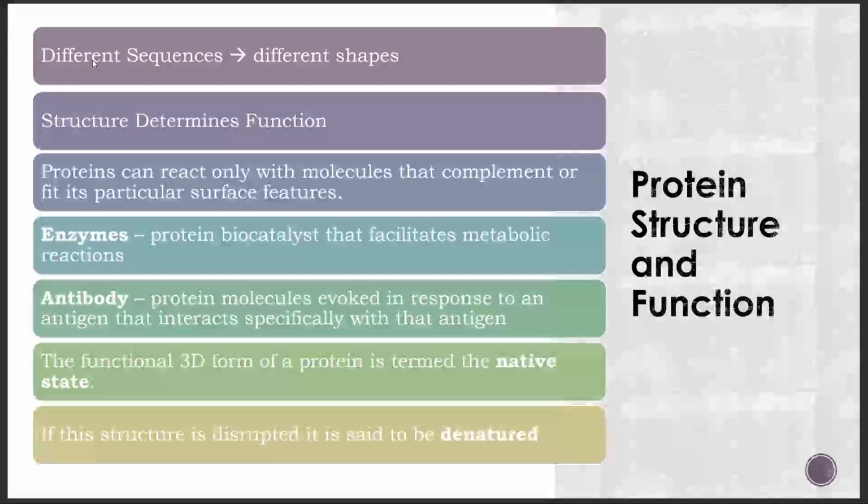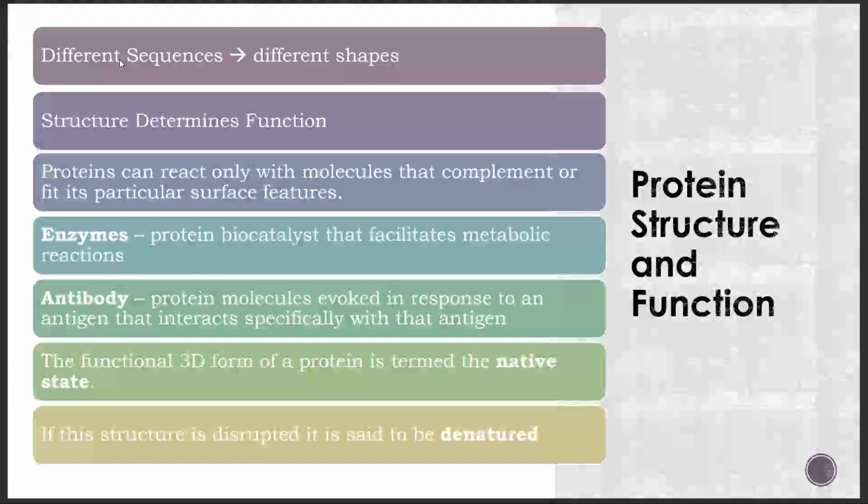Different sequences will get different shapes. So as I mentioned, based on charge, or whether it's polar or non-polar, if it's really big or really small, can determine their shape. The structure that they form will determine their job or their function within the cell. Proteins can react only with molecules that fit their structure or their complement. Okay, so this is why when we see mutations and they affect the protein structure, they can change which molecules they can bind with.